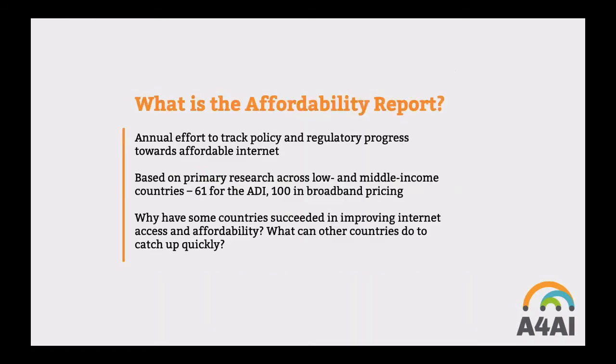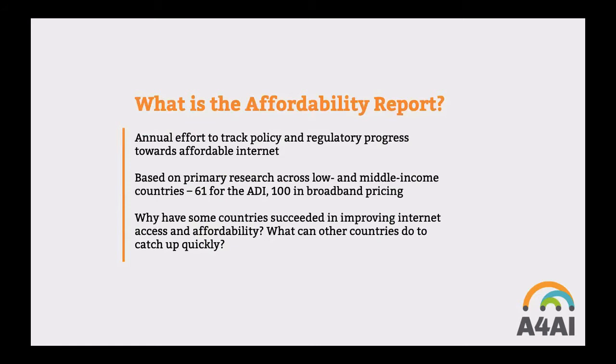The Affordability Report itself is an annual effort. This publication is the 5th edition, and every year we track policy and regulatory progress towards affordable internet. At the heart of the report is the ADI, or Affordability Drivers Index, which includes primary research from 61 countries across the globe. In addition, this year's report includes data of 100 low and middle income countries in our broadband pricing database, and also some market data from other countries across the globe.